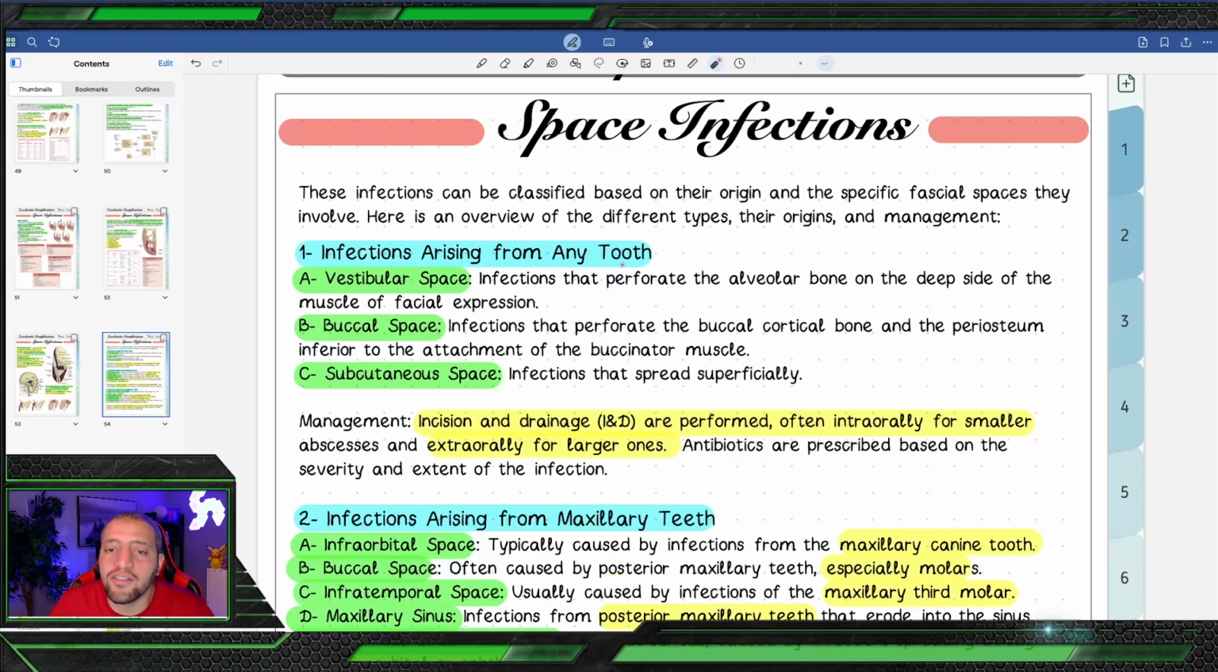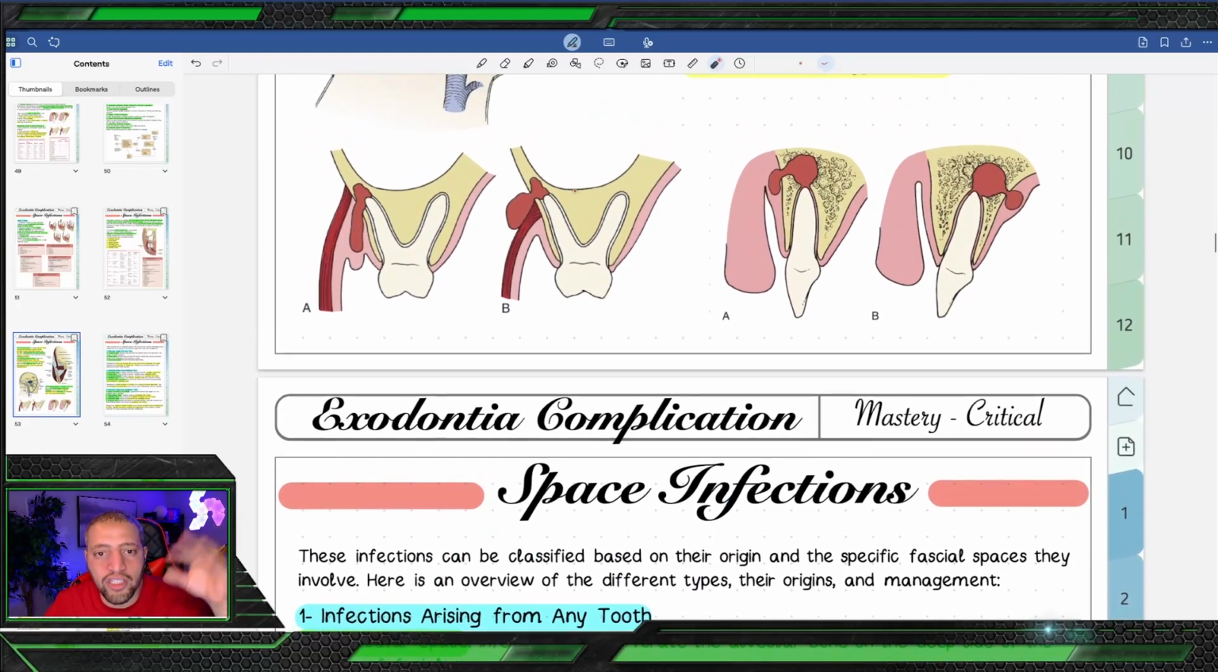So infection arises from any tooth. We have vestibular space infection, buccal space infection, and subcutaneous infection. So this infection is spread superficially. This infection coming in vestibule or the buccal is related to the location of the apex. So in upper, it will be above the muscle. And in lower, it will be below the muscle. So please read the question carefully. So buccal space infection coming from upper teeth because apex is related to above the attachment. In the lower arch, it will be below the attachment.